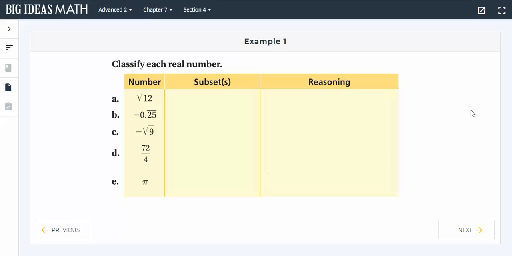So let me explain to you what a rational number is. A rational number is a number that can be written as the ratio of two integers. So what that means is it can be written as a fraction with one integer divided by another integer, a ratio of integers. An irrational number cannot be written as the ratio of two integers. So an irrational number couldn't be written as like 3 divided by 2. That would be an example of a rational number.